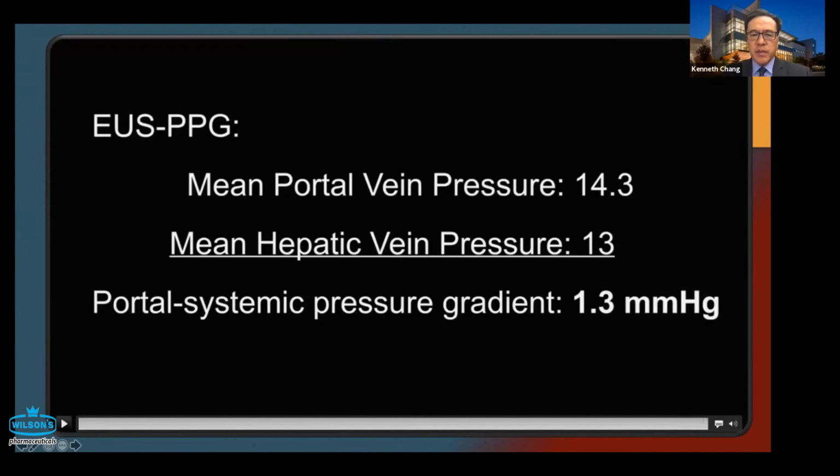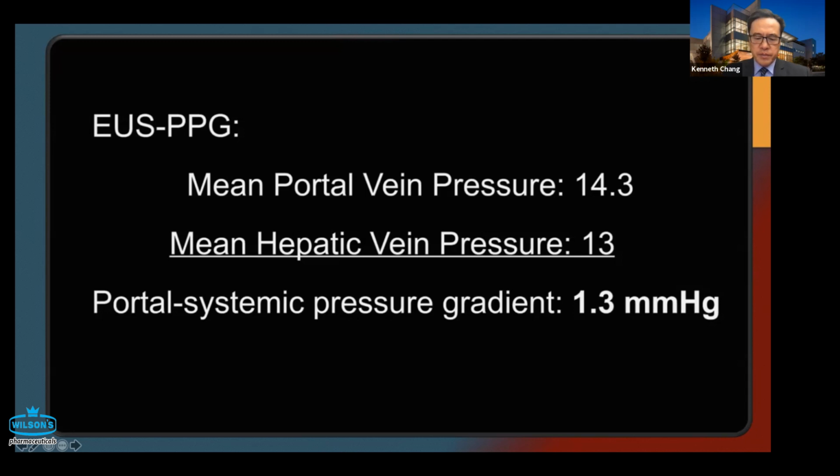So in this case, the pressure in the portal vein was 14.3, and the mean in the hepatic vein was 13. So the gradient is just the difference between the two, 1.3, which was normal.